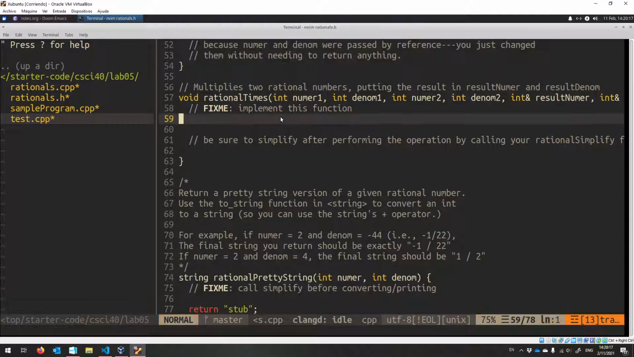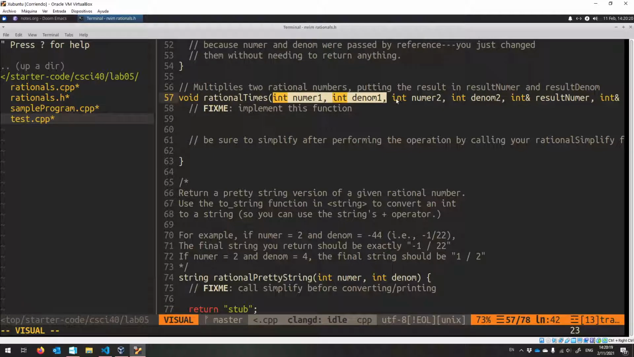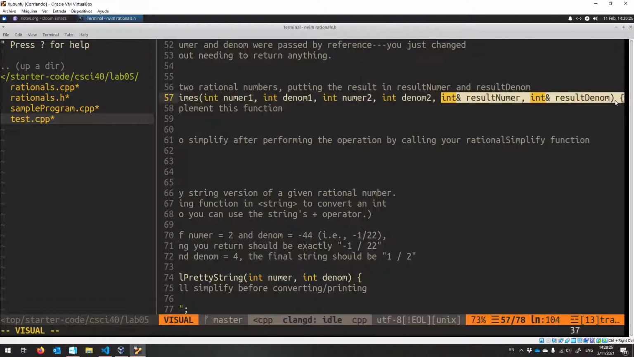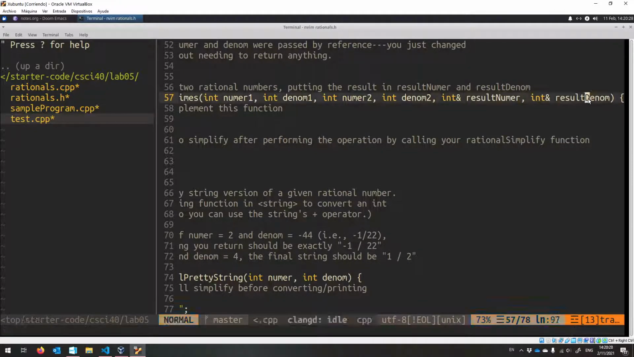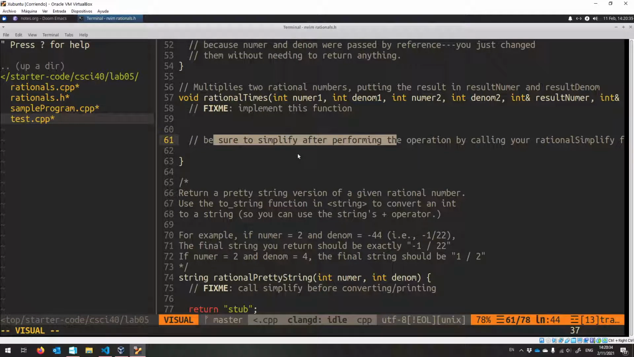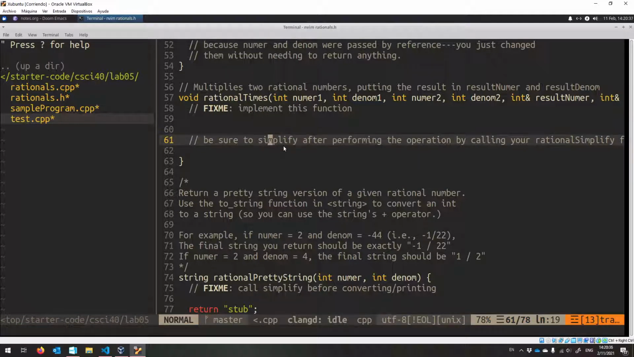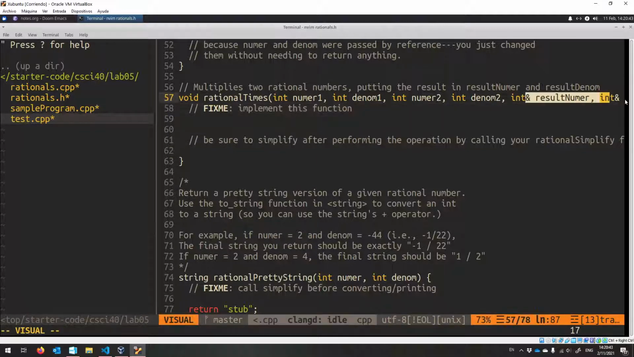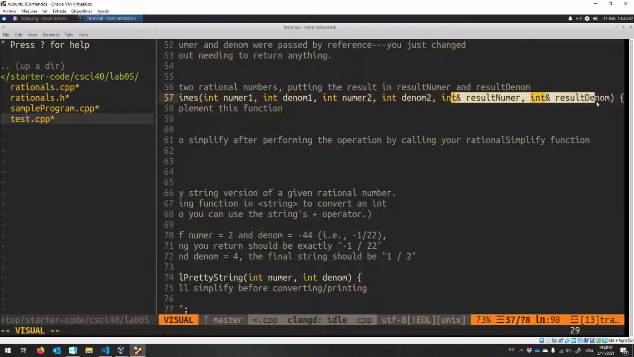All right, so then times, it takes two fractions, the first one and the second one, with their numerators and denominators. And then it's going to take the result, numerator and denominator, that you're going to change and set to be whatever the answer is. Okay? And then make sure to simplify as well, because it's most likely the case that you're going to end up with a large fraction that could be simplified. Okay, so just remember to call simplify on your result numer and your result denom. Okay? It's getting cut off because I made the font giant.